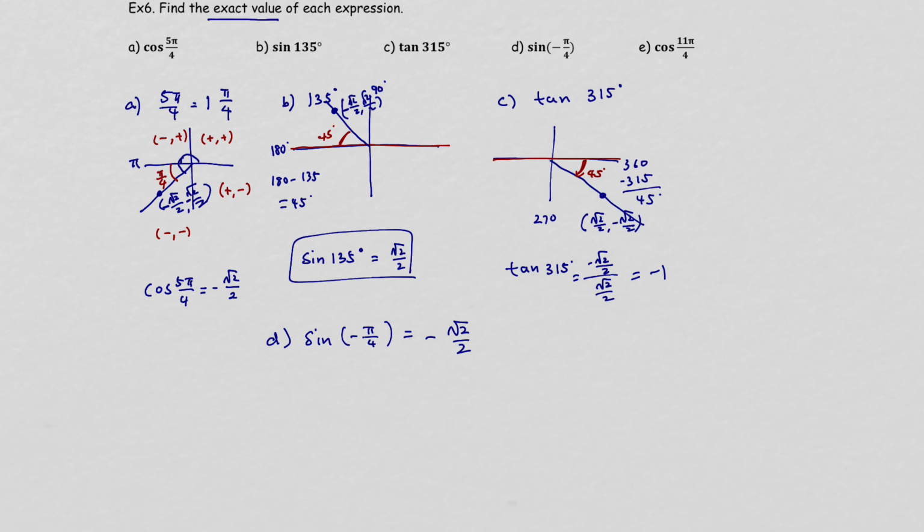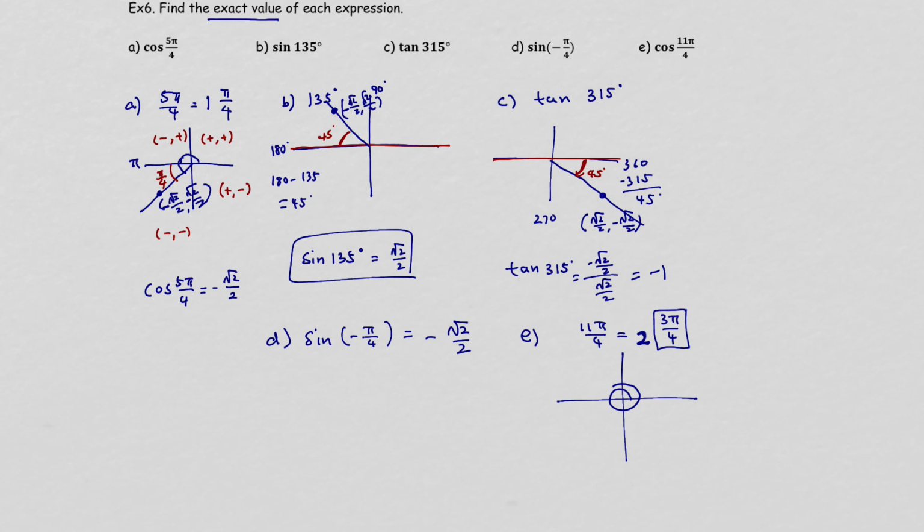Let's do the last one, E. What about if you have 11 pi over 4? Converting into a mixed number, you have 2 and 3 pi over 4. So after one circle, 2 pi, you go 3 pi over 4 more. Let's try to graph that. So after one circle, go 3 pi over 4.